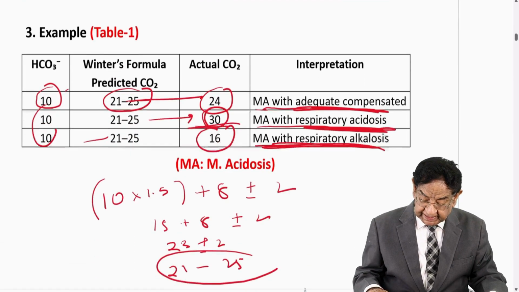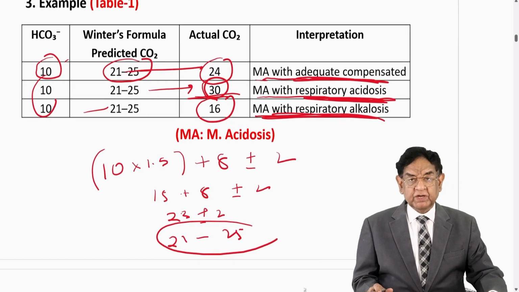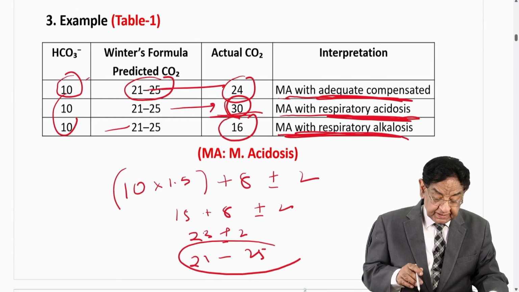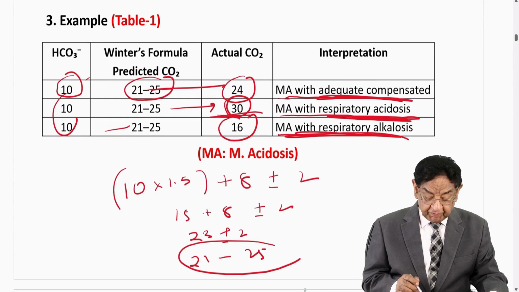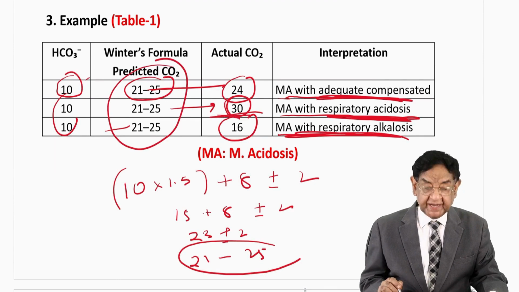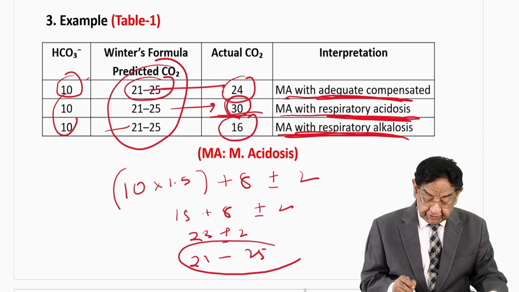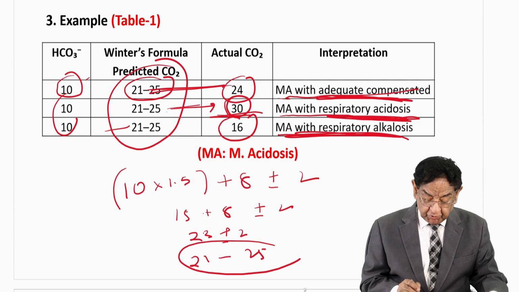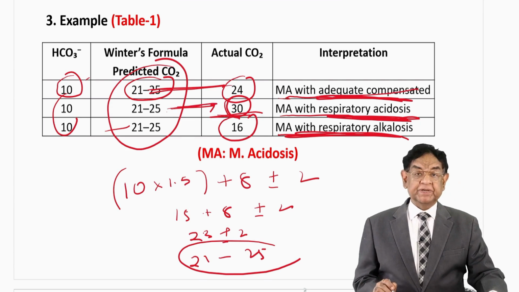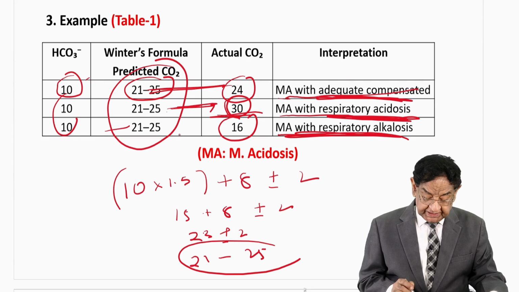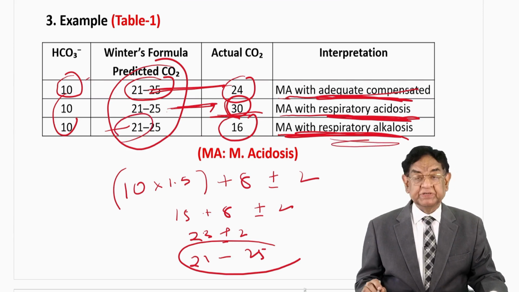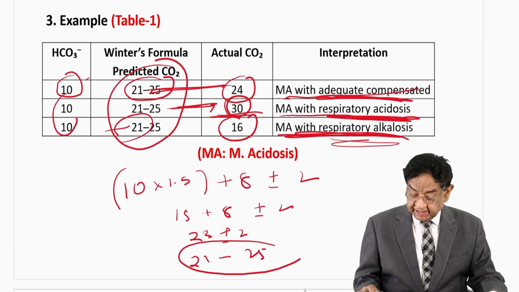Again the same slide. For those who could not write or could not understand, once more I am saying: 10 is the bicarbonate. The Winter formula expected range will be 21 to 25. If it is 24, adequately compensated. If 30, more than 25, it's respiratory acidosis. If 16, less than 21, then we call it respiratory alkalosis. I hope things are clear to you.